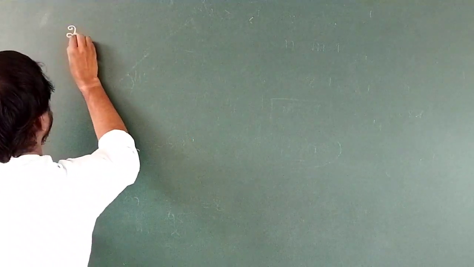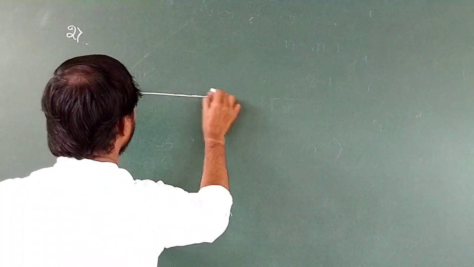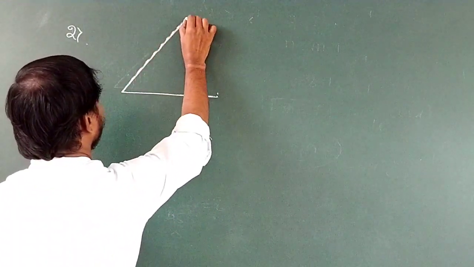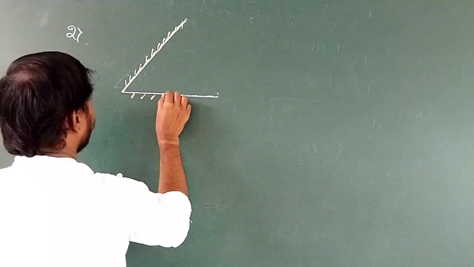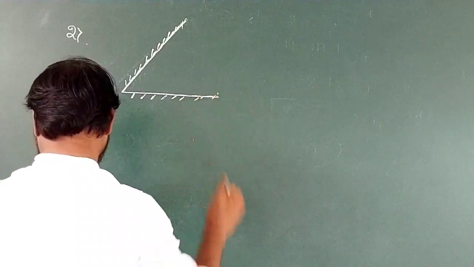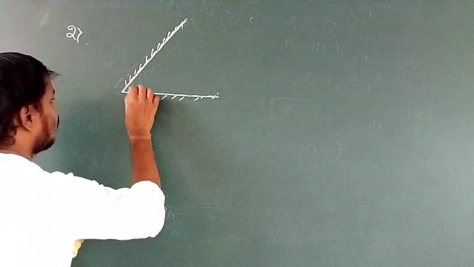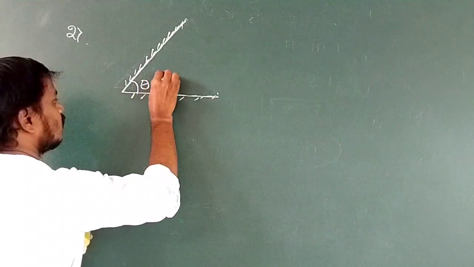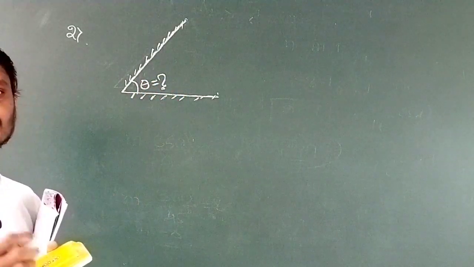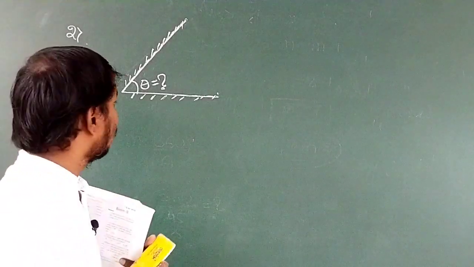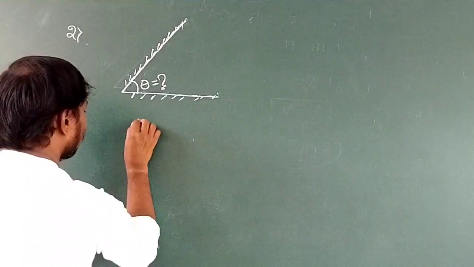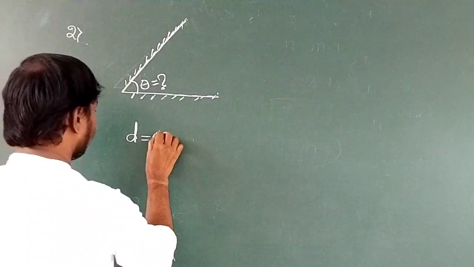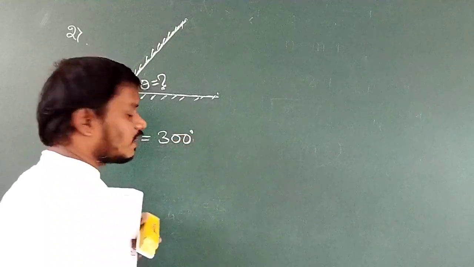According to the second question, there are how many mirrors here? Two plane mirrors, two inclined plane mirrors. They are inclined at a certain angle. We don't know that angle. That angle we have to find. But the deviation produced by these two plane mirrors is given, that is D is equal to 300 degree.